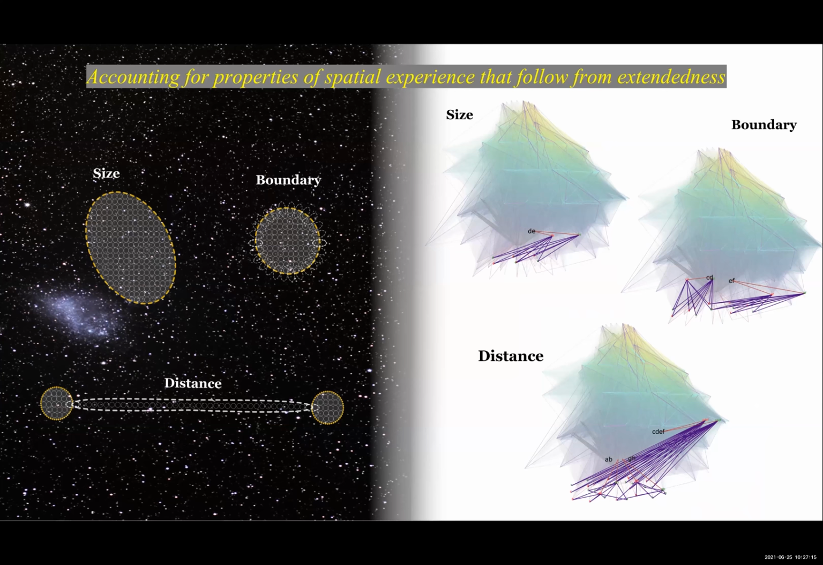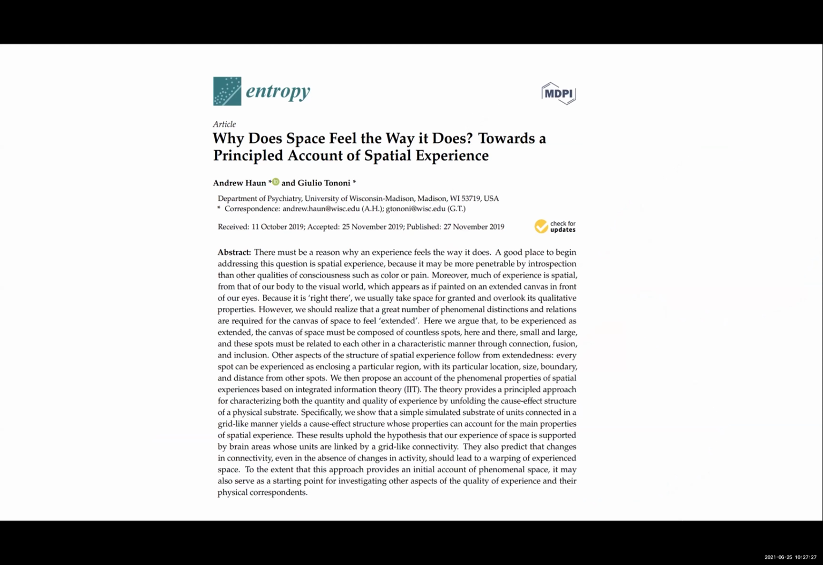The size of a spot, the boundary of a spot, or the distance between spots: distances are available to us. We don't need to compute anything. They're all there among any spots in the visual field. All of that exists, so to speak, physically within the cause-effect structure. So obviously I cannot hope to go through this properly. It's a long and dense paper, but I recommend it because you will find these things properly described and the correspondence properly pointed out.